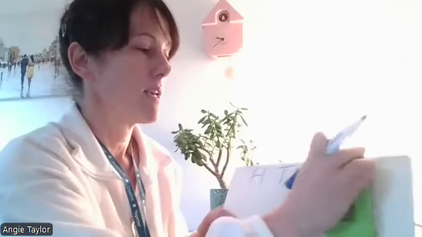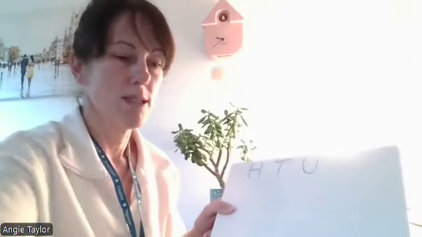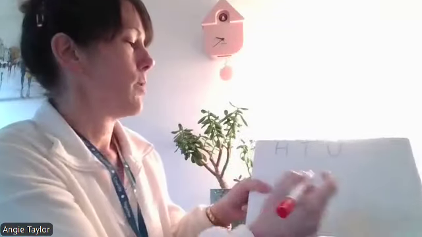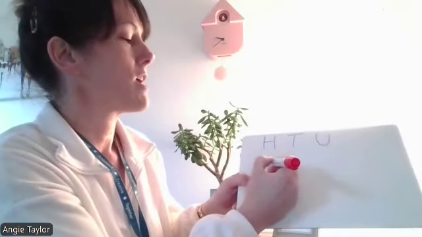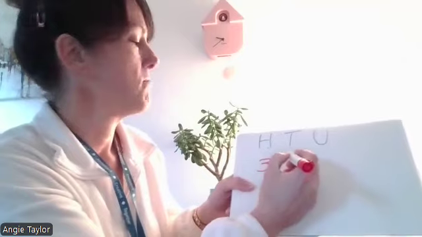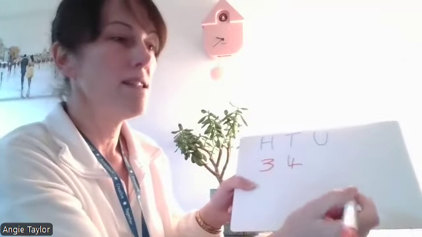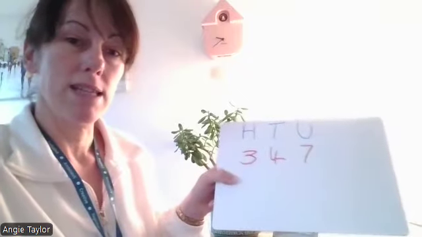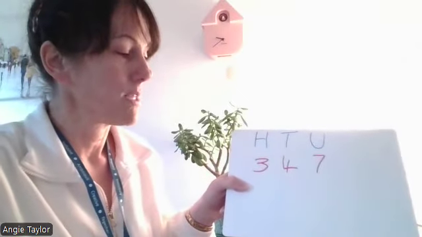So I'm going to rub those out and we'll just work in hundreds, tens and units. I will use the pen for this. So let's pop some digits. So if we had 3 in the hundreds column, a 4 in the tens and 7 in the units, that number reads as 347.